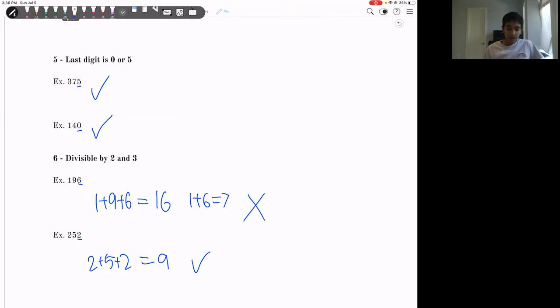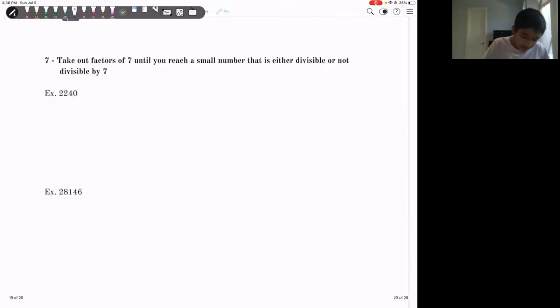Okay, then let's move on. So 7 is a tricky one here. For 7, essentially what you have to do is take out factors of 7 until you reach a small number that's either divisible or not divisible by 7. So let's just see this trick, because it seems a bit hard to dive into it first.